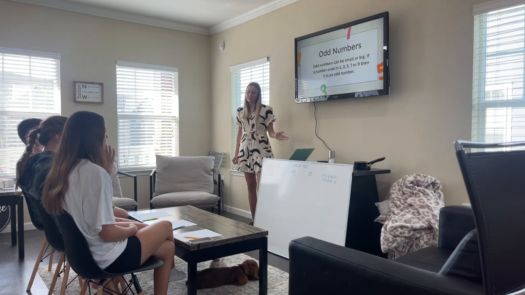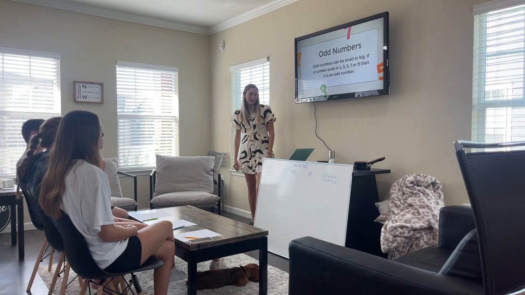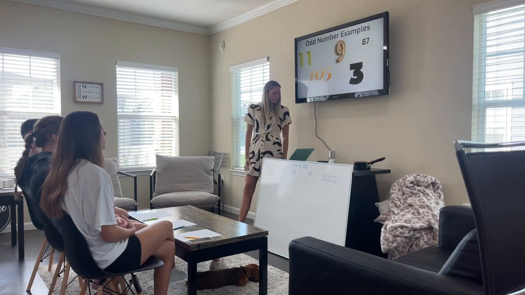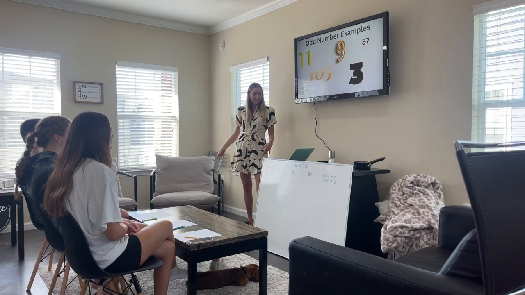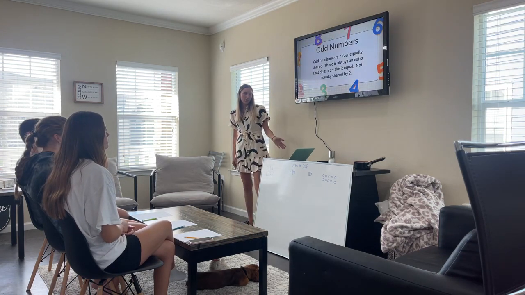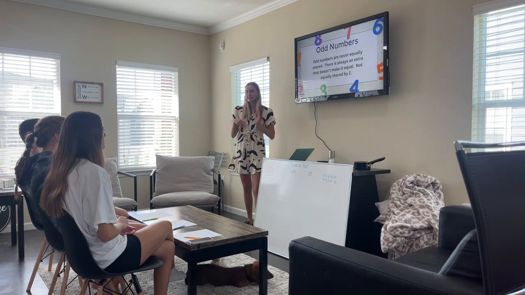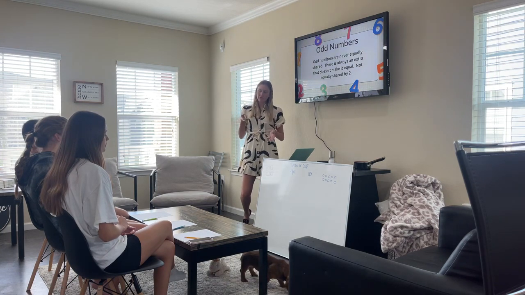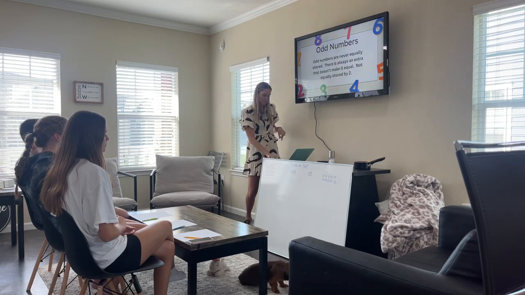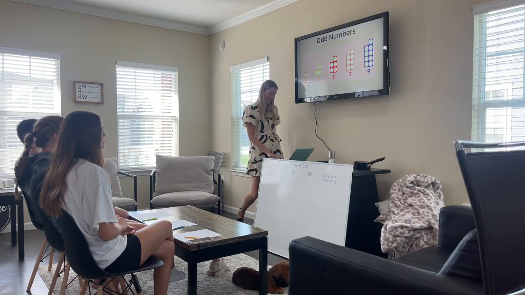Odd numbers can be small or large numbers as well. These are numbers that end in 1, 3, 5, 7, or 9. Some examples are 11, 9, 87, 105, or 3. Odd numbers are never equally shared. So if you have 3 friends and 2 pieces of cake, you will have 1 friend that will not get a piece of cake. So like I said, 1, 3, 5, 7, or 9 are odd numbers.